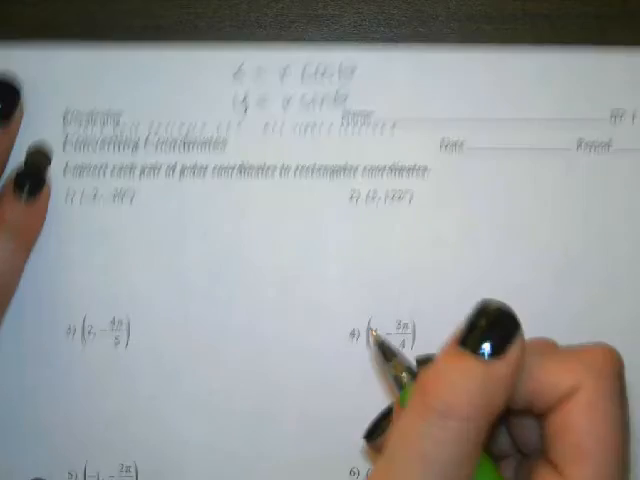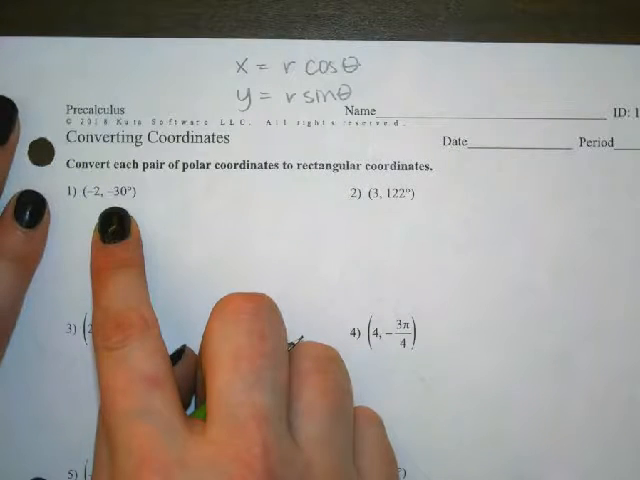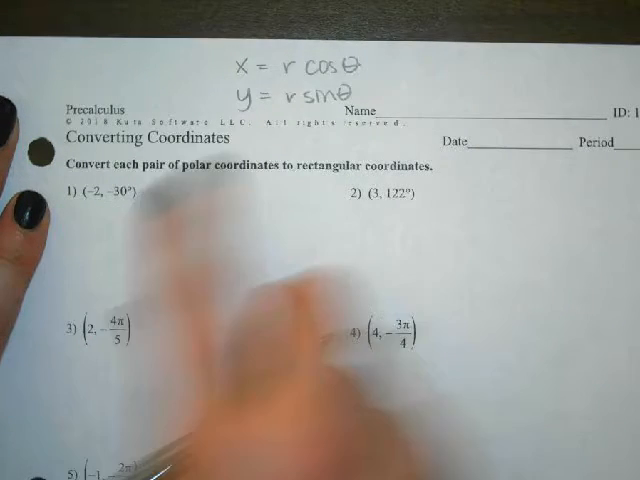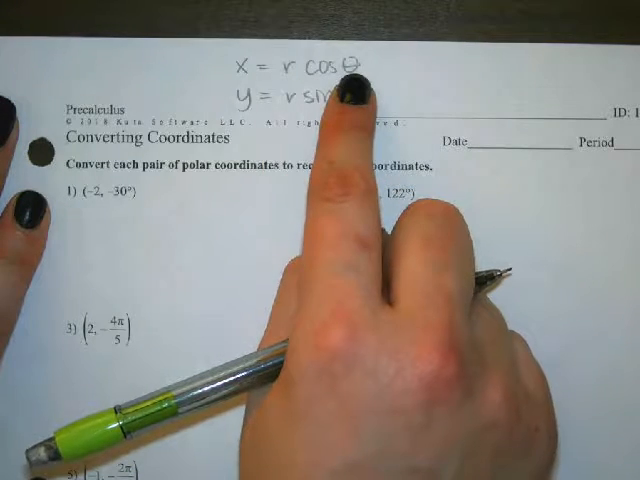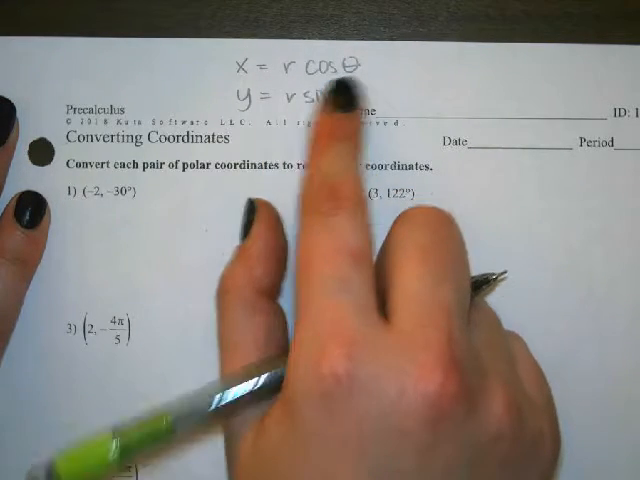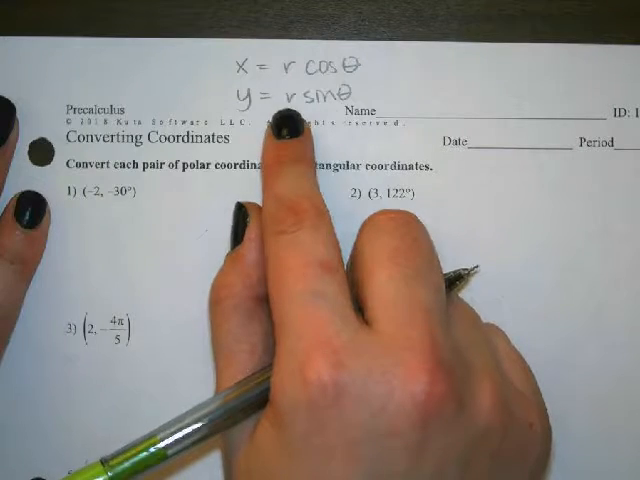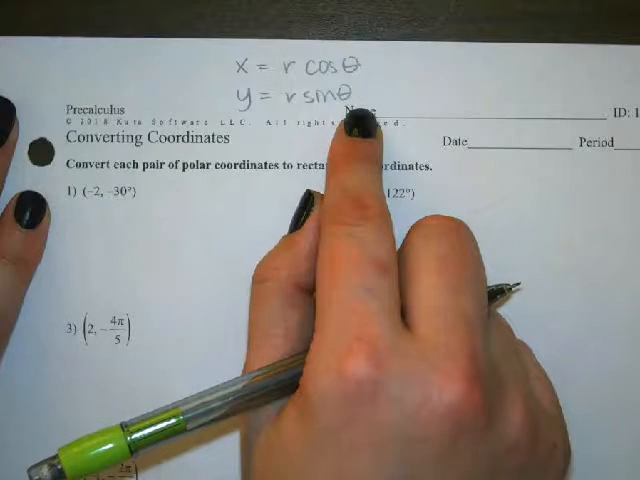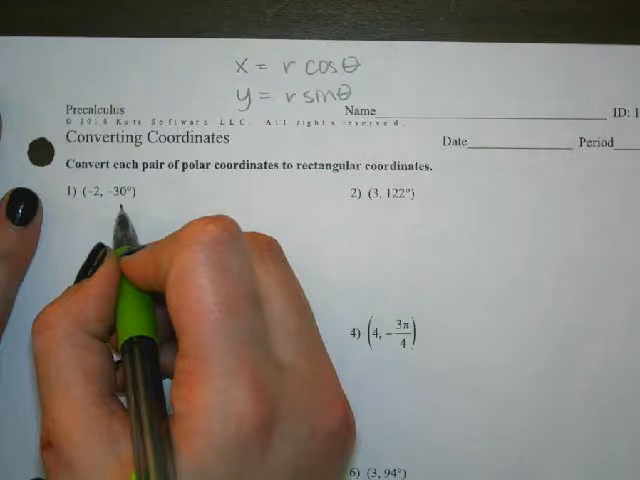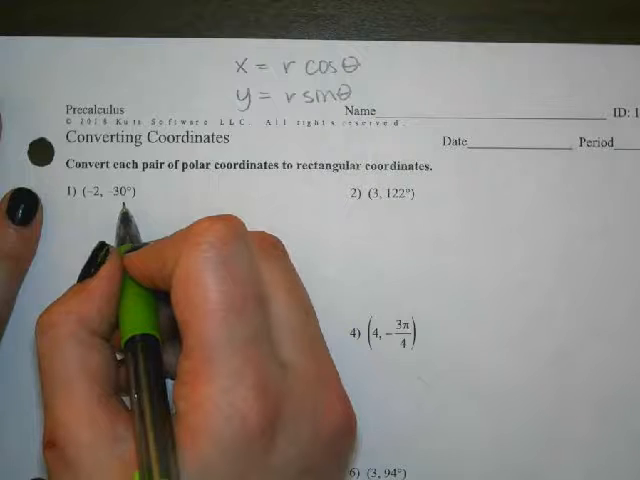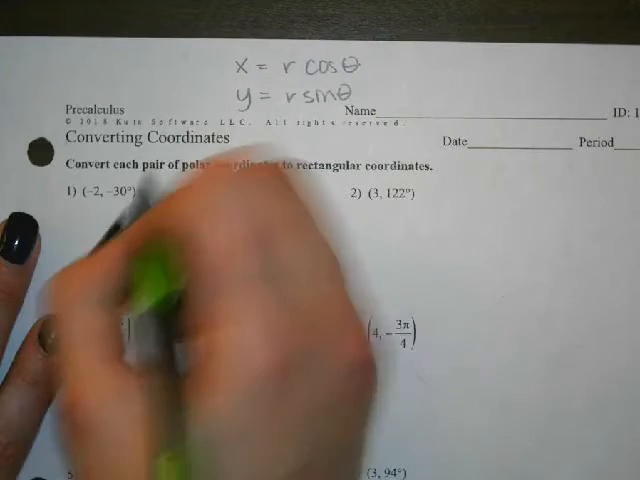Okay, so to find our x coordinate, we're going to do -2 times cos of -30 degrees. And to find our y coordinate, we're going to do -2 times sine of -30 degrees. Do you guys want to do -30 degrees, or do you want to look at the positive angle? 330. Okay, we'll go ahead and use that.